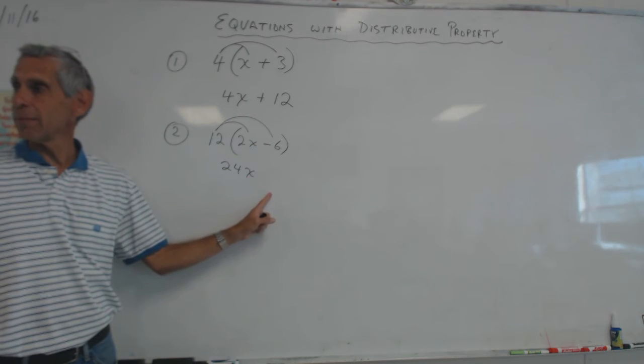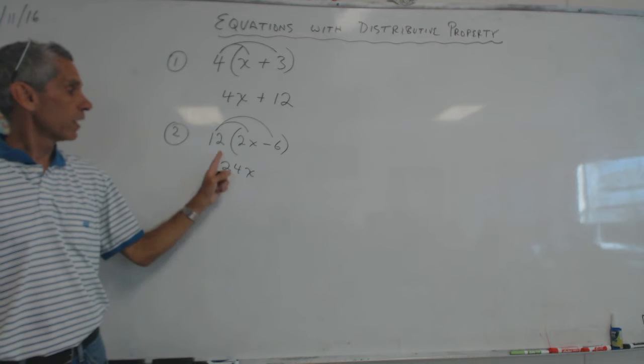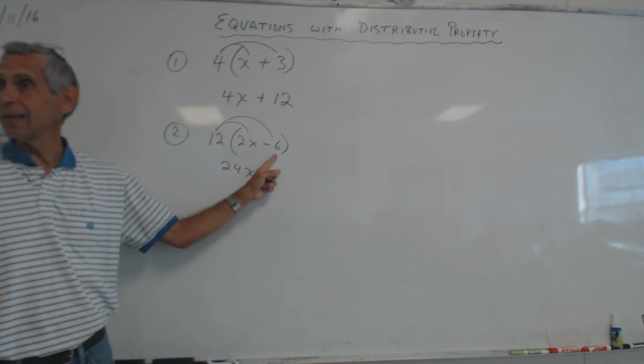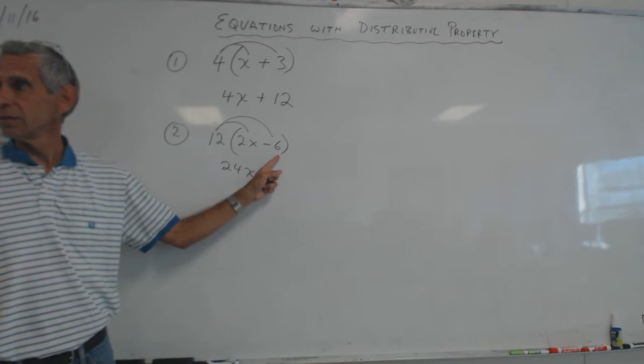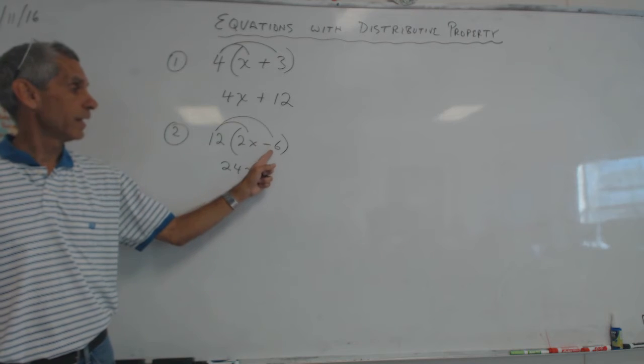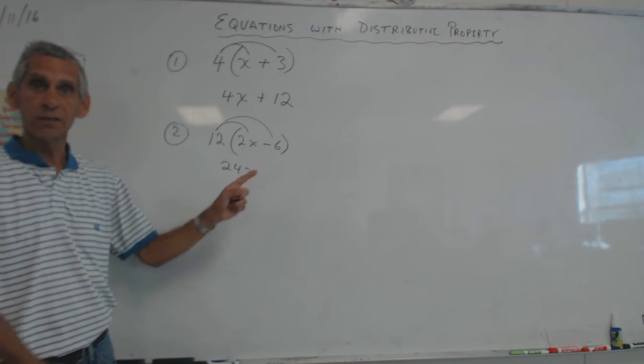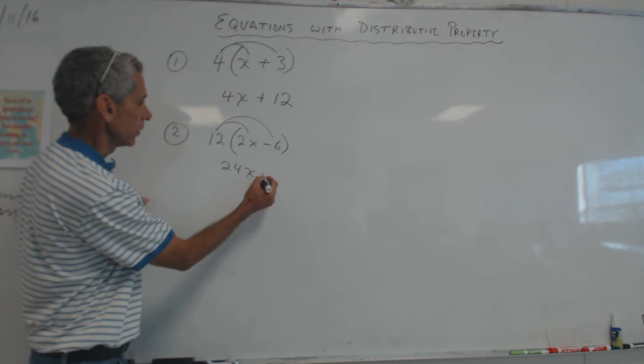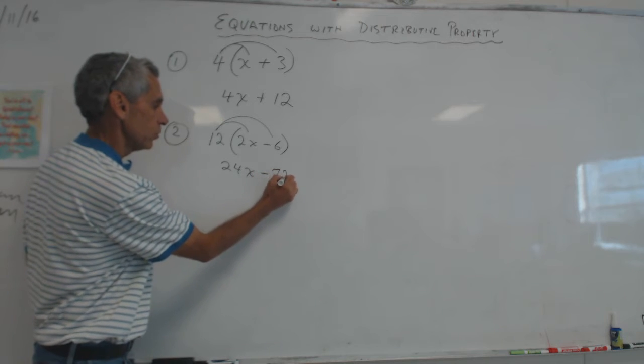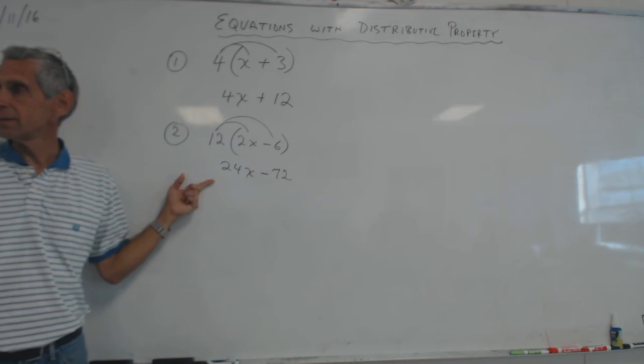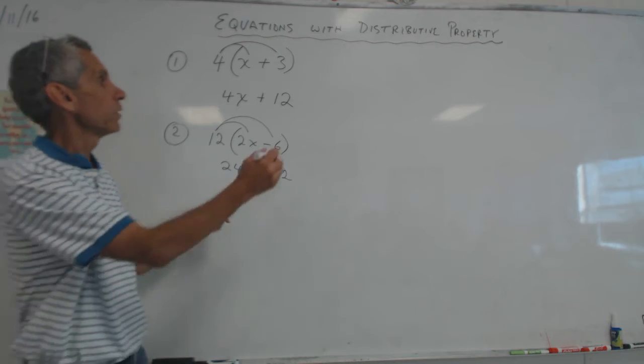And then it says 12 times, this is how I do it. Instead of writing a minus sign here, I say 12 times negative 6. You see what I'm doing? 12 times a negative 6, which is negative 72, right? Did I do that right? Negative 72. We're done. That's it. Can't go any further. All right, let's try another one.